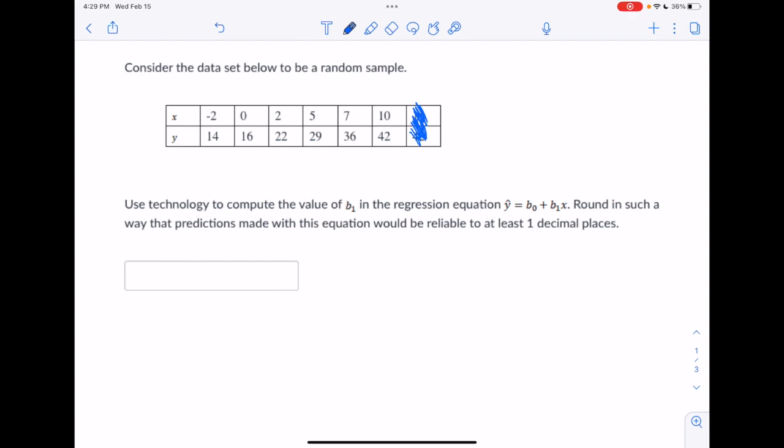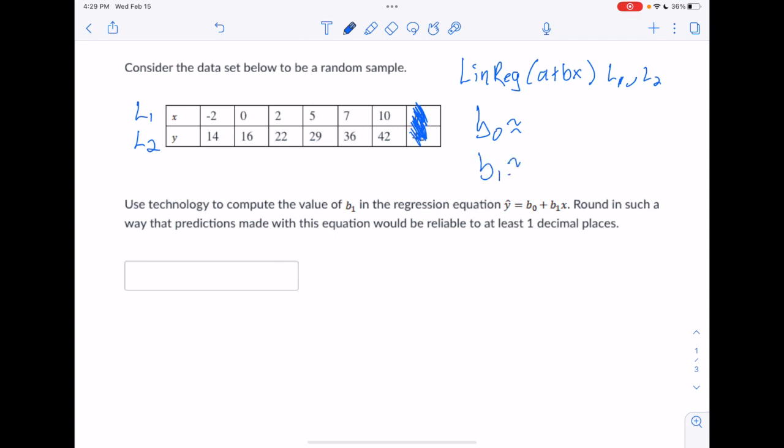When you're trying to use technology to compute the value of b0, that implies that what you're going to want to do is choose linear regression for a plus bx, where your data is in L1, comma L2. So that's what we want to compute, and we're going to put those x's in L1, the y values in L2. So that's what we want, and then from there we'll be able to get our b0 and our b1.